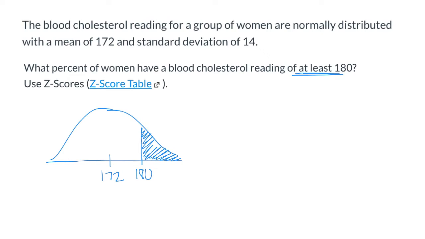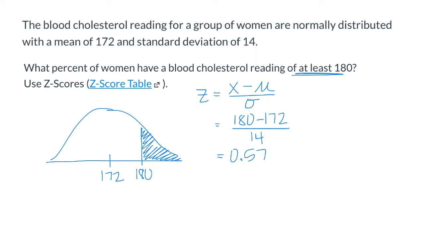So that means we have to find the z-score first. The formula for a z-score is the value that we're looking at minus the mean divided by the standard deviation. So it's going to be 180 minus the mean, and that's because we want to see how far it is from the mean in terms of how many standard deviations that is. So we divide by the standard deviation. We get 0.57, and what that means is 180 is 0.57 standard deviations above the mean.